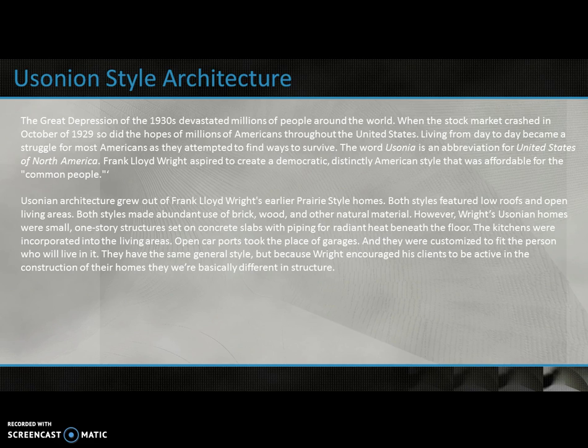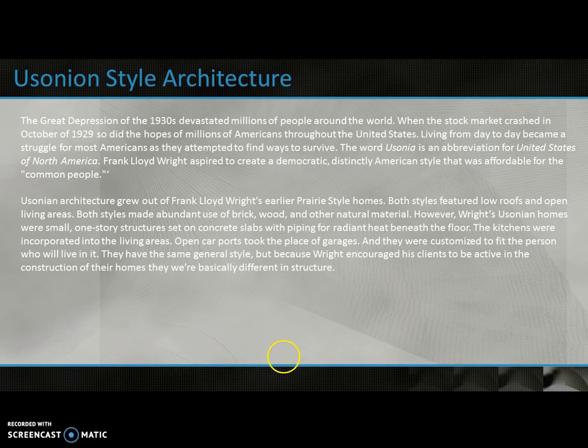Frank Lloyd Wright aspired to create a democratic, distinctly American style that was affordable for the common people. Usonian architecture grew out of Frank Lloyd Wright's earlier prairie-style homes. Both styles featured low roofs and open living areas. Both styles made abundant use of brick, wood, and other natural material. However, Wright's Usonian homes were small, one-story structures set on concrete slabs with piping for radiant heat beneath the floor. The kitchens were incorporated into the living areas.